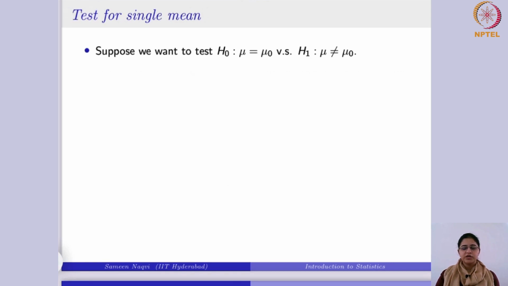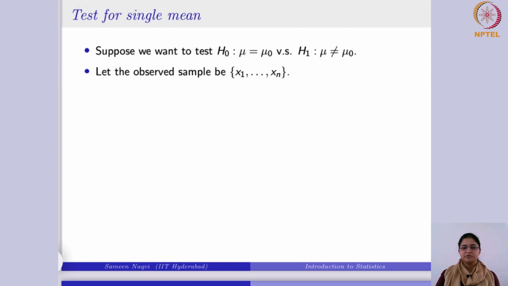Now we are going to consider the first situation, where we test for a single mean. Suppose you are interested in testing this two-tailed hypothesis, that mu is equal to mu naught versus mu not equal to mu naught. We have seen this earlier also, where we assumed that the sample comes from a normal population. Now we do not have any idea about the population. So first of all, we are learning about non-parametric bootstrapping, or non-parametric hypothesis testing.